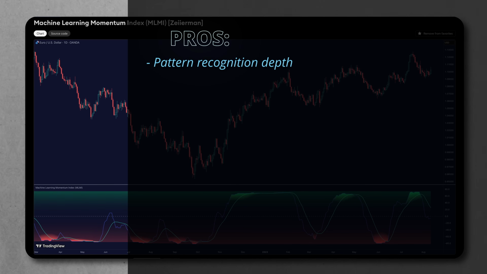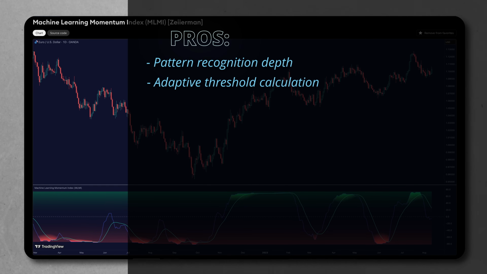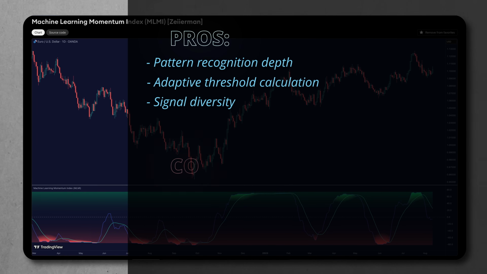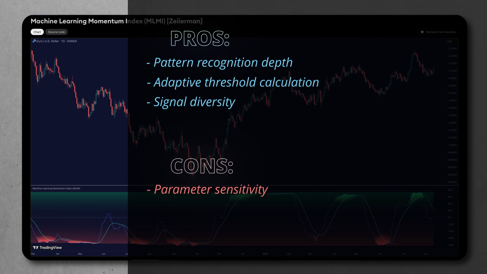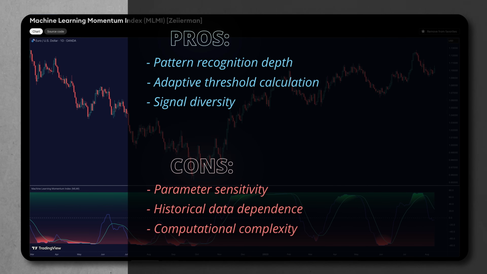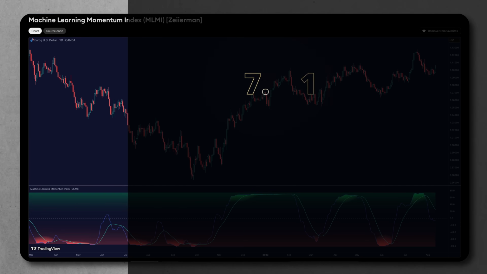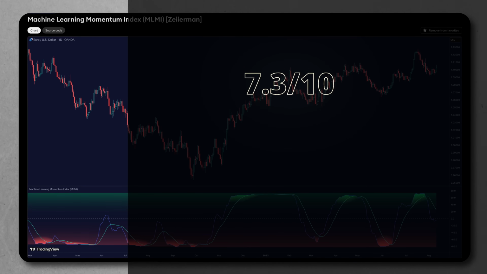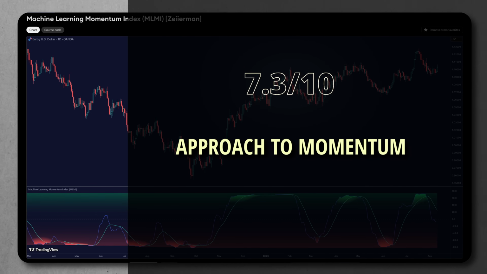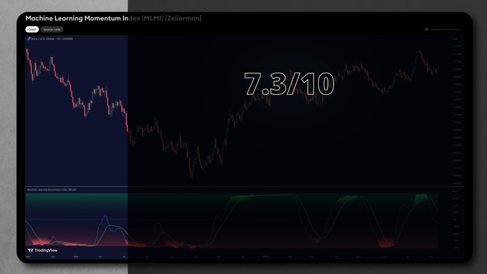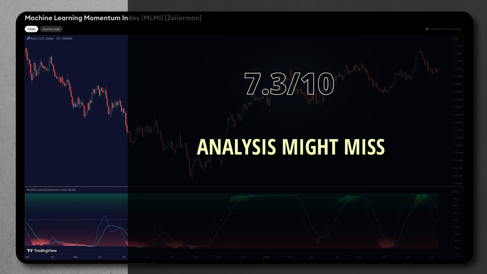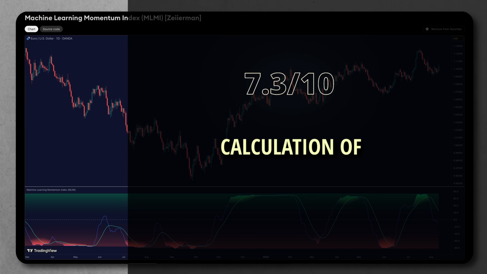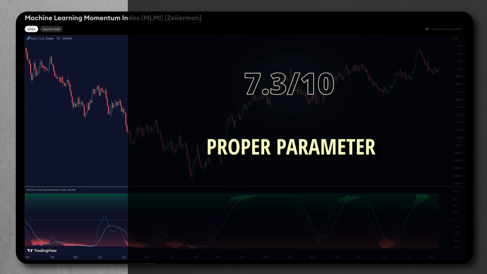Pros: pattern recognition depth, adaptive threshold calculation, signal diversity. Cons: parameter sensitivity, historical data dependence, computational complexity. Ranking: 7.3 out of 10. The MLMI delivers a sophisticated approach to momentum analysis by leveraging machine learning to identify patterns human analysis might miss. Its dynamic calculation of overbought-oversold thresholds adapts to changing market conditions, though its effectiveness depends heavily on proper parameter tuning and sufficient historical data for training the algorithm.